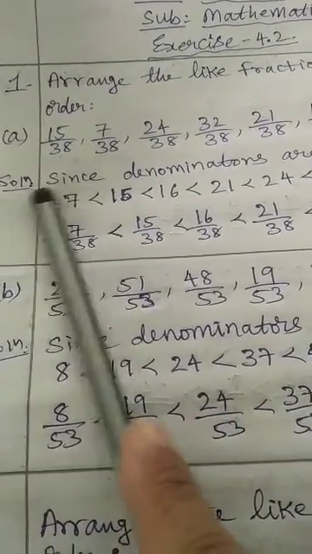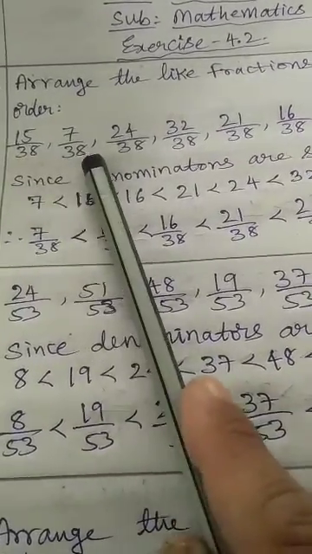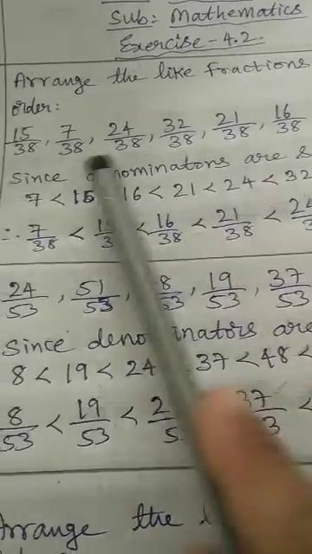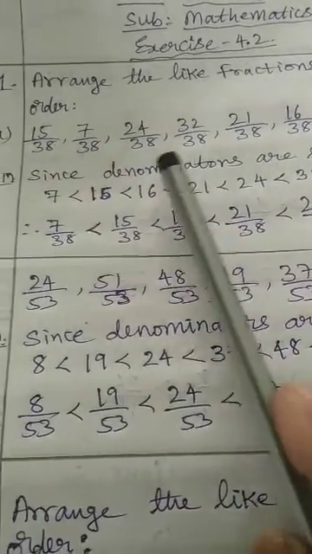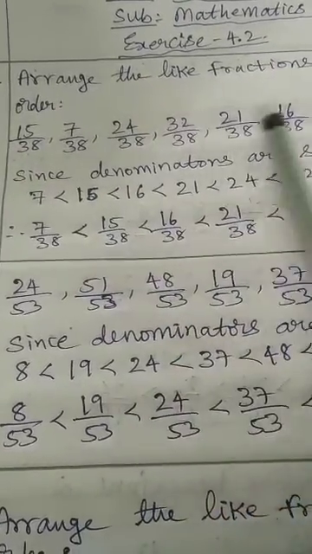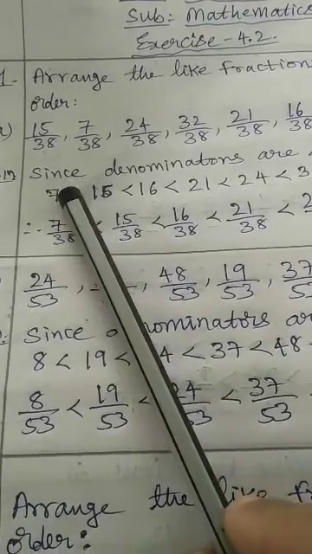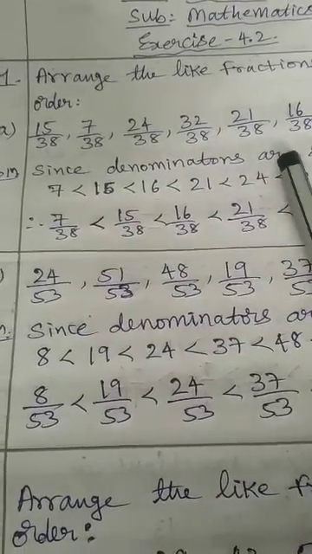So solution, since denominators are same, see in these fractions the denominator is 38. All fractions have same denominators. So these are like fractions. These are called like fractions because their denominators are same. So how to arrange these fractions in ascending order?